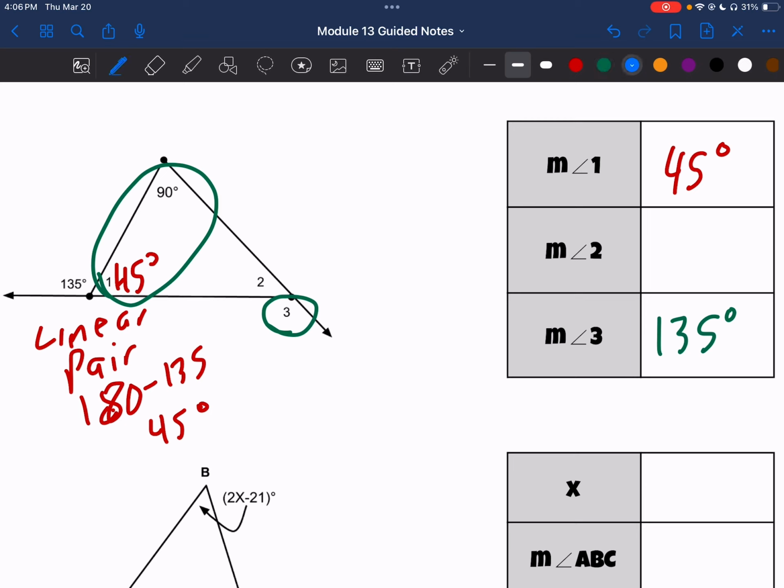Now, if we want to find angle 2, we can either use the fact that it's a linear pair, or we can use triangle sum theorem. Either way, you're going to find that angle 2 is 45 degrees. Okay? And again, this is a picture that is somewhat deceptive of how the triangle's measurements actually add up. It's not one that is drawn to scale.